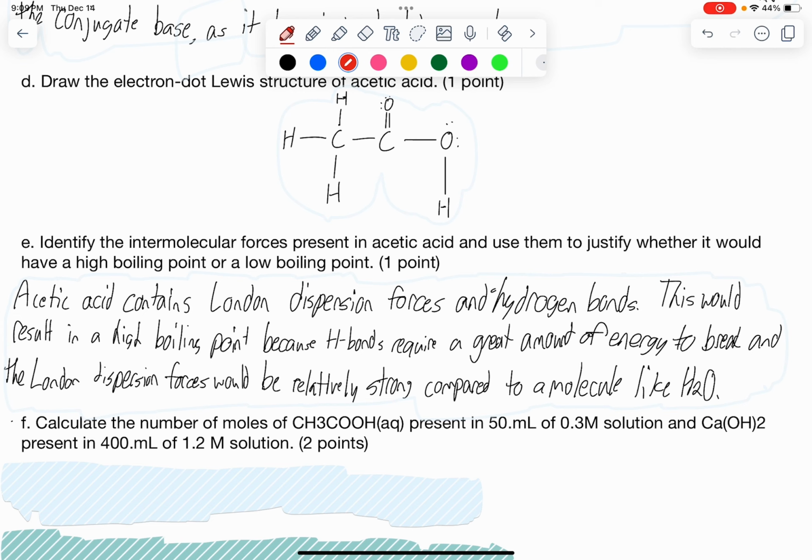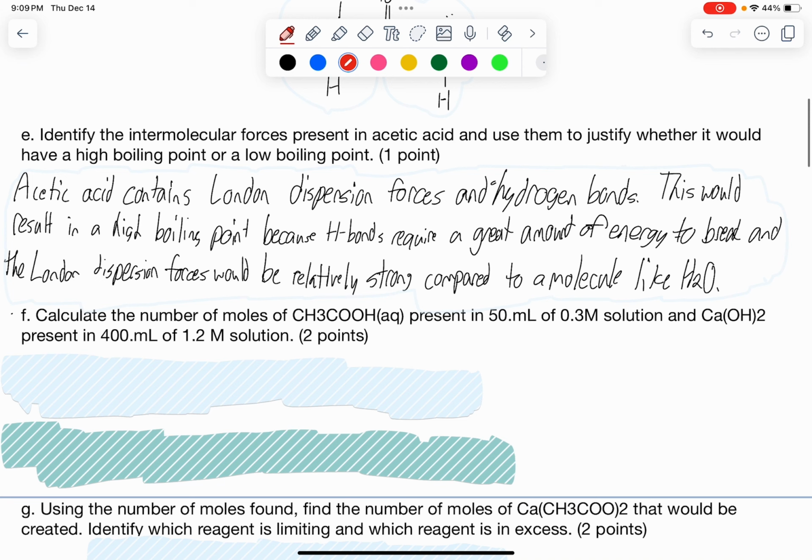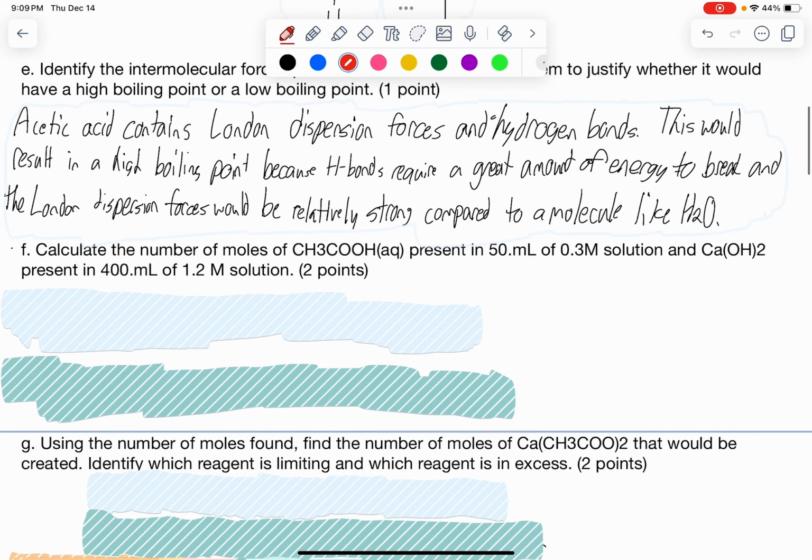But because acetic acid is so much larger a molecule compared to water, it will have a much higher boiling point. And water, in and of itself, would be considered a high boiling point molecule, especially if you compare it to a lot of other molecules out there. 100 degrees Celsius is a lot.